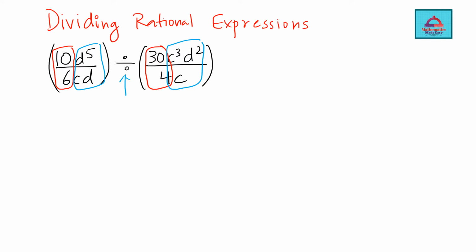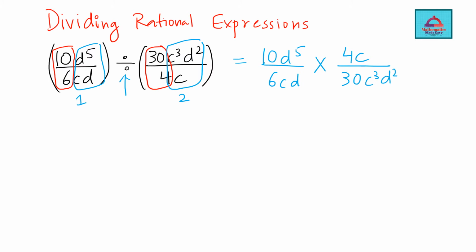So what I'm going to be doing here, watch carefully, there are two rational expressions, 1 and 2. The one which is getting divided, I'm going to take its reciprocal and change it to multiplication, because we are all more comfortable with multiplication. So the first one is as it is, and when I change the division to multiplication, I take the reciprocal of the second term, meaning the numerator becomes denominator, denominator becomes numerator. You flip it. So 4c comes on the top, 30c cube d square comes here.